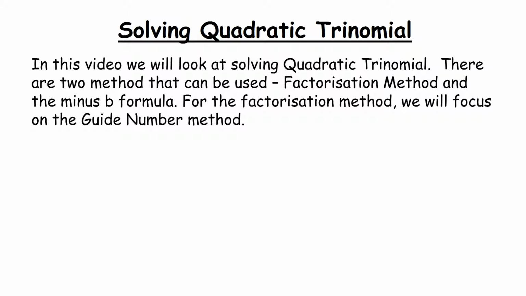We're going to cover two different methods here for solving. The first one is the factorization method. This is where you first factorize the quadratic trinomial, and from there you find its roots or solve it. The second method we'll look at is the minus b formula.